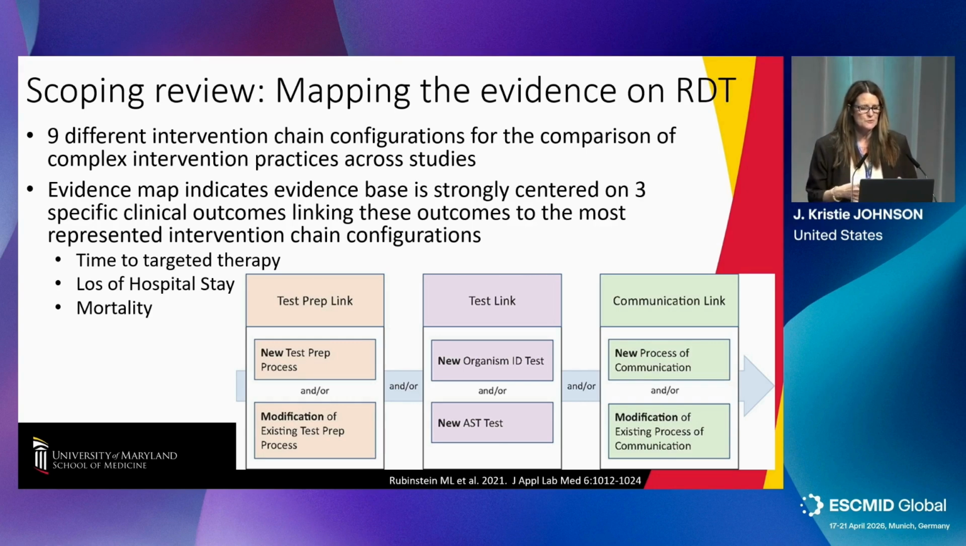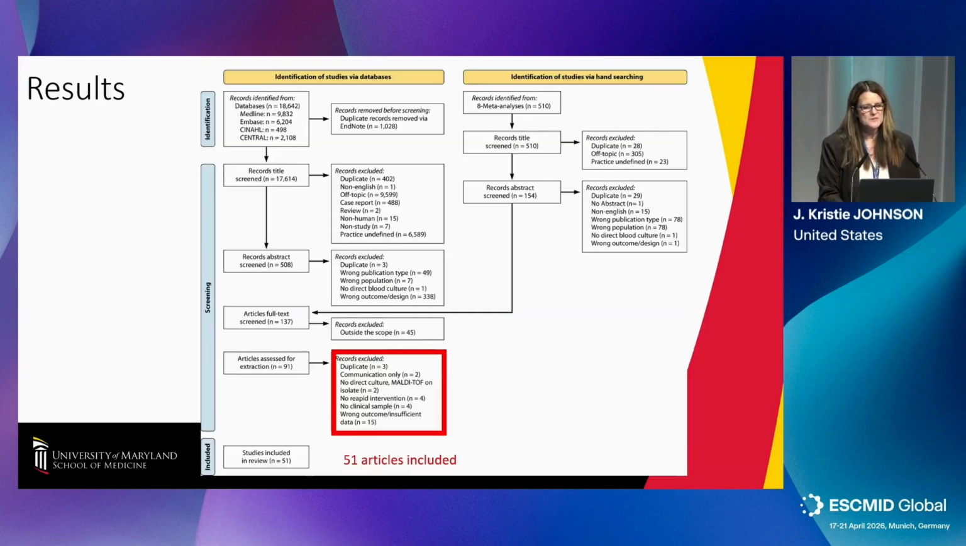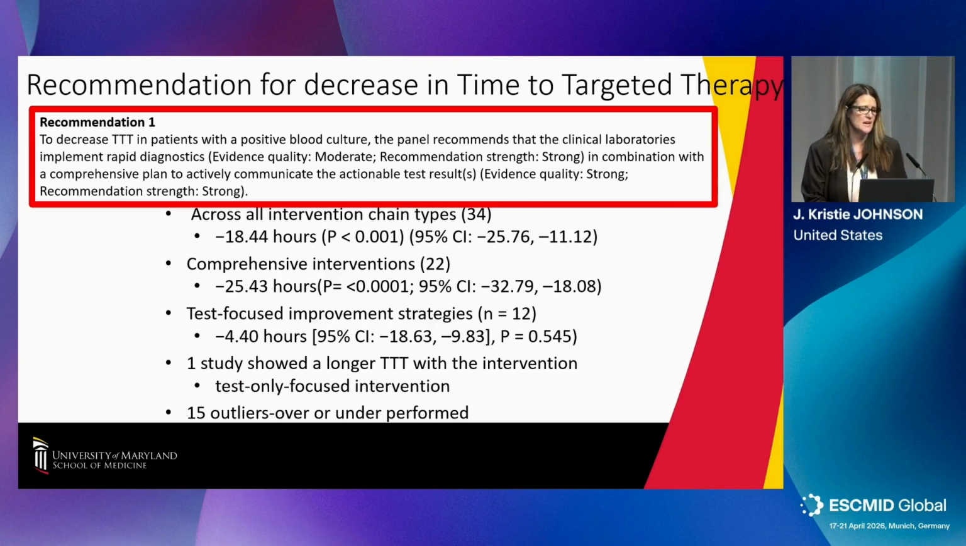And so there are different chain links between the test prep, the test link, and the communication link throughout these papers that looked at these 3 clinical outcomes. And so here's what we looked at, all the papers that we looked at, which papers we excluded, and came down to it. We had 51 articles that fit looking at length of stay, mortality, and time to targeted therapy during that time. And so we came up with 8 recommendations.